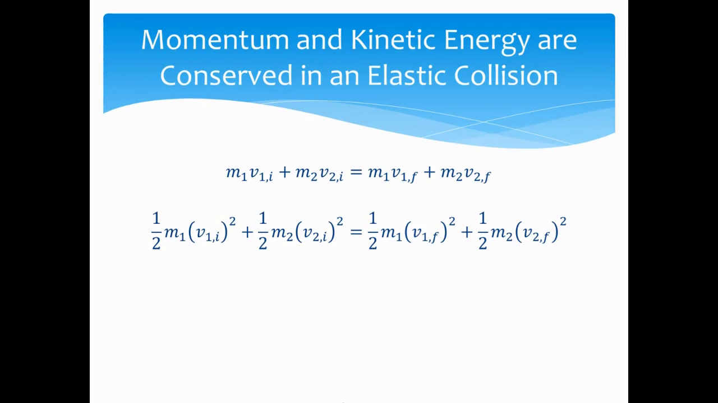So M1 V1I plus M2 V2I is equal to M1 V1F plus M2 V2F. The first part of the equation was momentum; the second part is energy: 1/2 M1 V1I squared plus 1/2 M2 V2I squared is equal to 1/2 M1 V1 final squared plus 1/2 M2 V2 final squared.